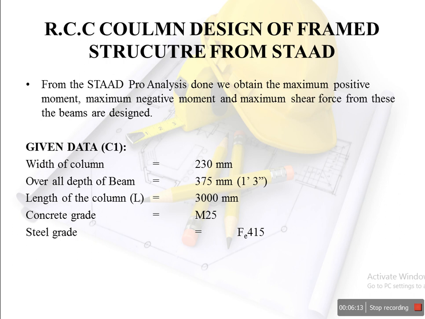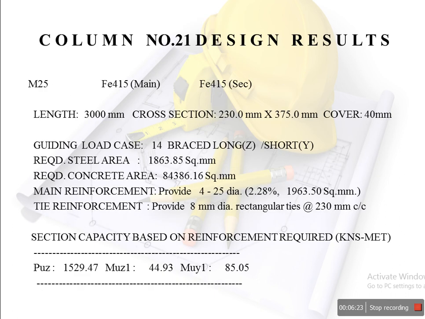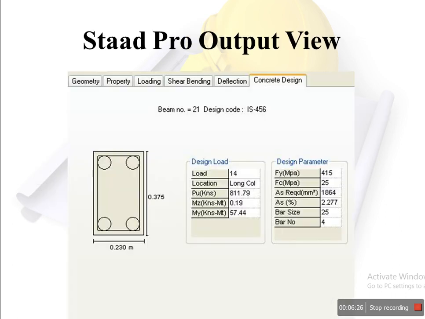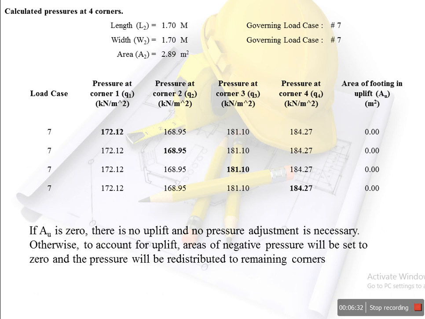This is the column design. Width of column 230 mm, overall depth of column 375 mm, length of the column is 3000 mm. Concrete grade M25 and Fe415. This is the design. Start for output view, column number 21. Start for output view of column. This is the foundation of the frame structure.